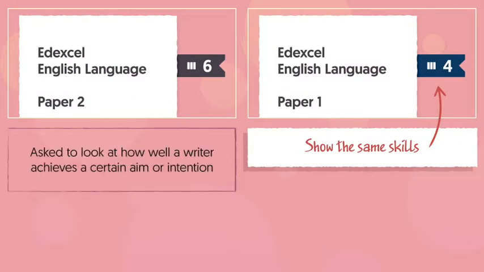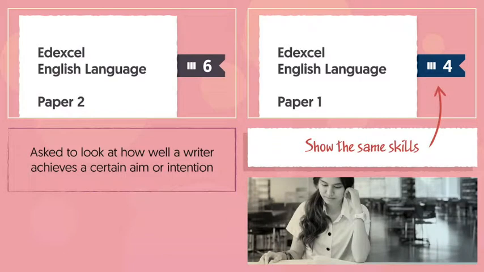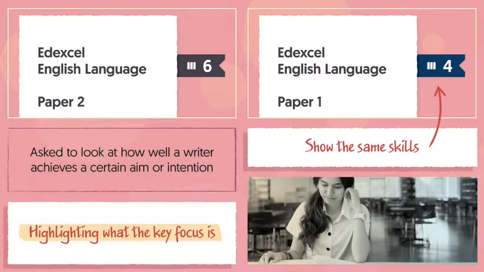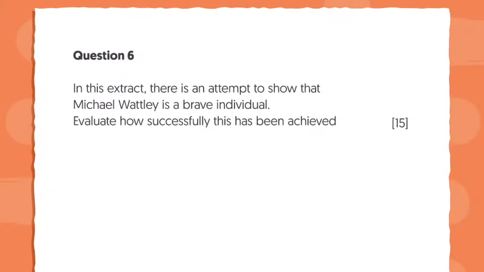You'd be asked to look at how well a writer achieves a certain aim or intention, rather than how the aim is achieved. Just like with Paper 1, the best place to start is by looking at the question and highlighting what the key focus is. For example, it may say something like, "In this extract, there is an attempt to show that Michael Whatley is a brave individual. Evaluate how successfully this has been achieved."